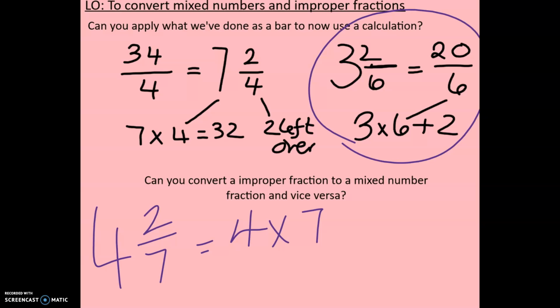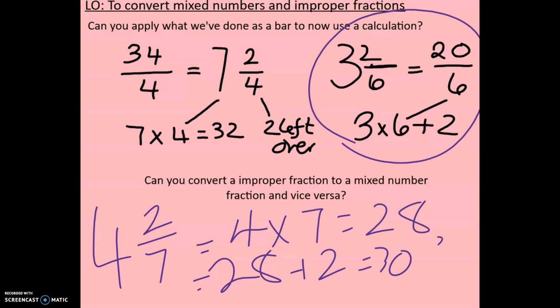Four times 7 in your head, which is going to be 28. And then I'm going to add my numerator. So 28 add 2, which equals 30. So I'm going to have 30 sevenths. Rewind it, have another go if you're not sure.